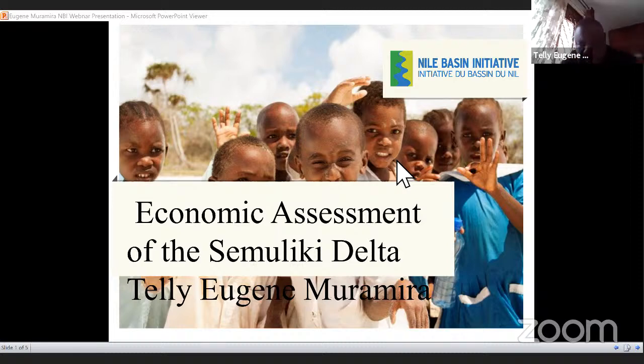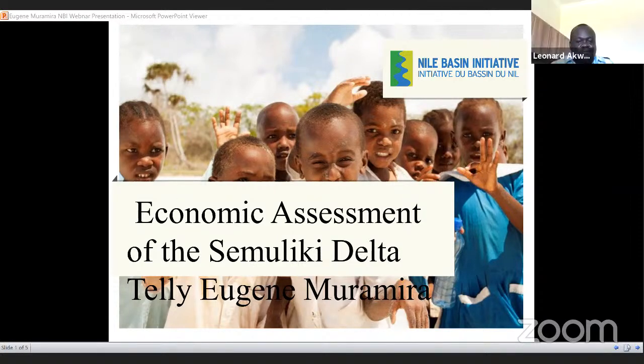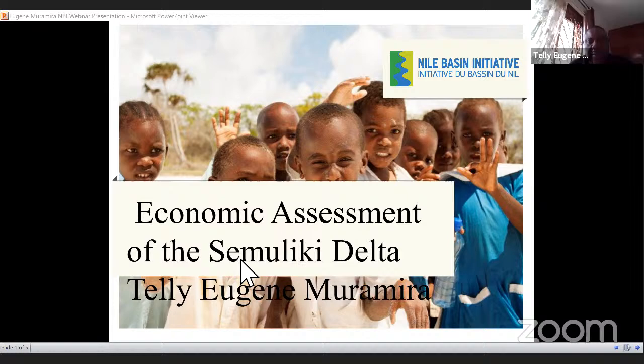As has been communicated already, Eugene Mramira and I worked on the Semliki Delta. The Semliki Delta is between the Republic of Uganda and the Democratic Republic of Congo, just below Lake Albert. And it's basically the confluence of the delta of the River Semliki entering Lake Albert and flowing down from the Ruwenzoris. If you go to the next slide.